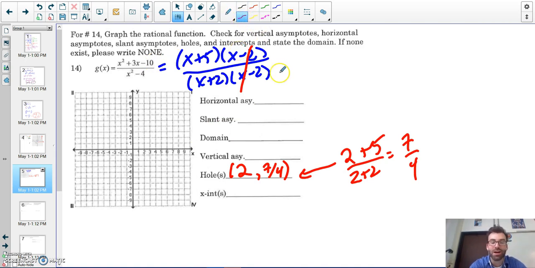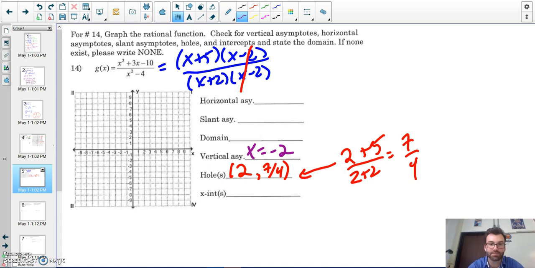So I also want to think about my vertical asymptotes. Vertical asymptotes occur once the holes disappear, meaning I canceled out my repetitions, so my vertical asymptote is at x equals -2. After I simplify, then I identify my vertical asymptote, which helps me a lot with my domain.